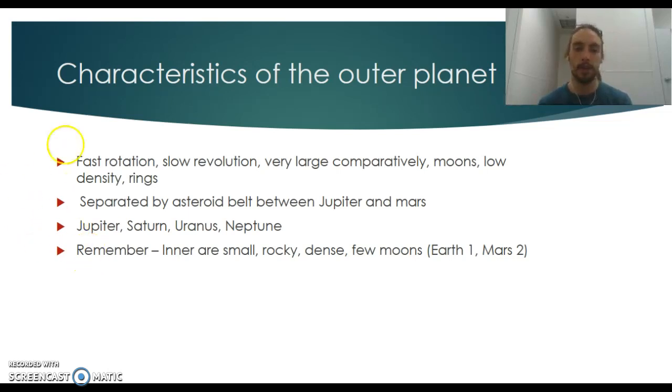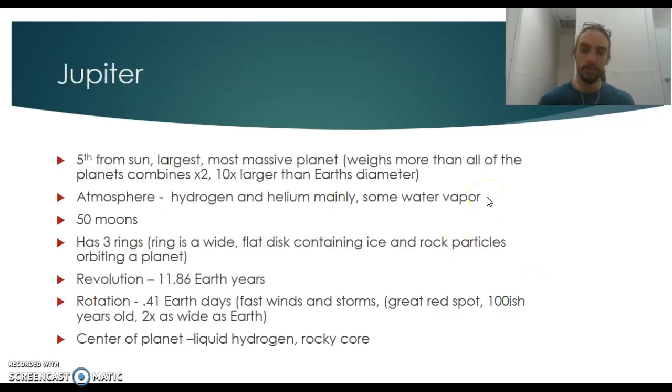So you can create your own mnemonic for that. I'm not going to do it right now. So remember, the inner planets are small, rocky slash terrestrial. They're very dense, and they have few moons and no rings. Earth has one moon, and Mars has two moons.